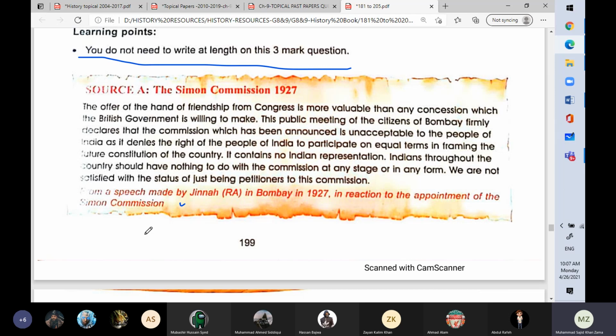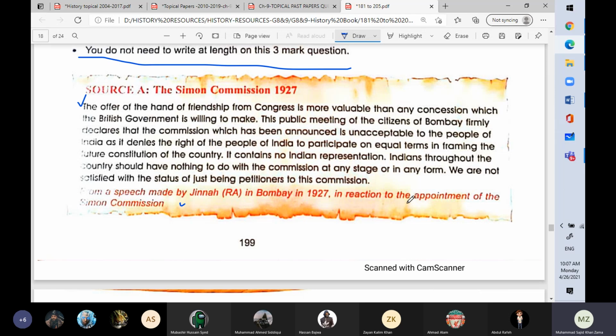It contains no Indian representation. Indians throughout the country should have nothing to do with the commission at any stage or in any form. We are not satisfied with the status of just being petitioners to this commission. From a speech made by Jinnah in Bombay in 1927 in reaction to the appointment of the Simon Commission.